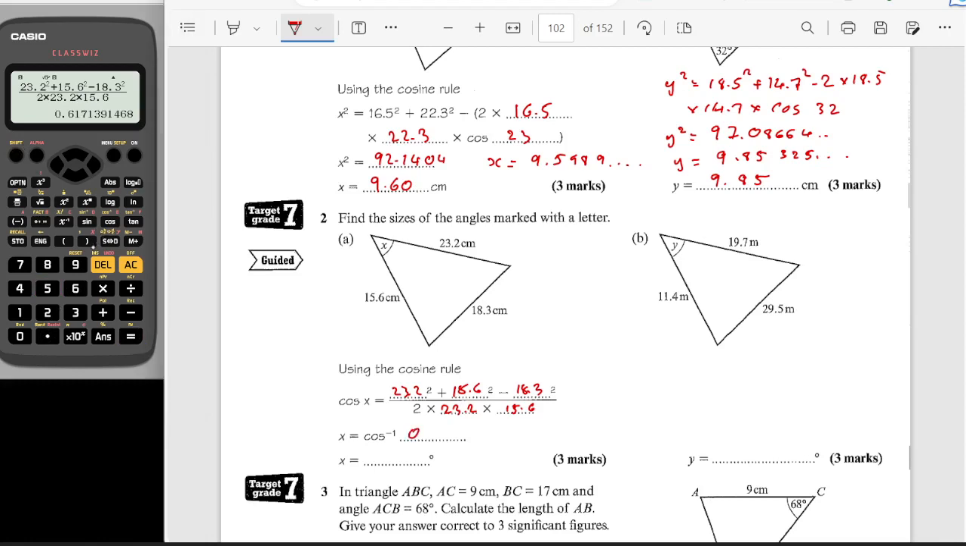0.617... I would include the next step, so shift cos and then the answer. So I make that 51.8924... So I'm going to go 51.89 to 2 decimal places.